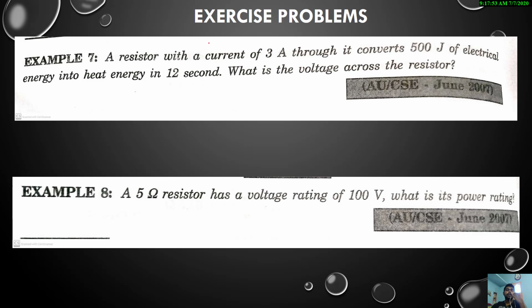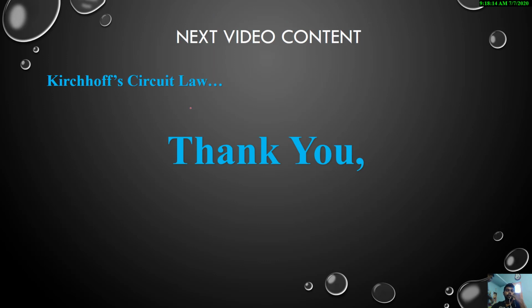Next, an exercise problem is given. I have given two problems. One problem is to find the voltage across the resistor. The other one is to find the power rating. Based on that, you have to solve the problem. The solution to this problem will be given in the next video, our next lecture video.